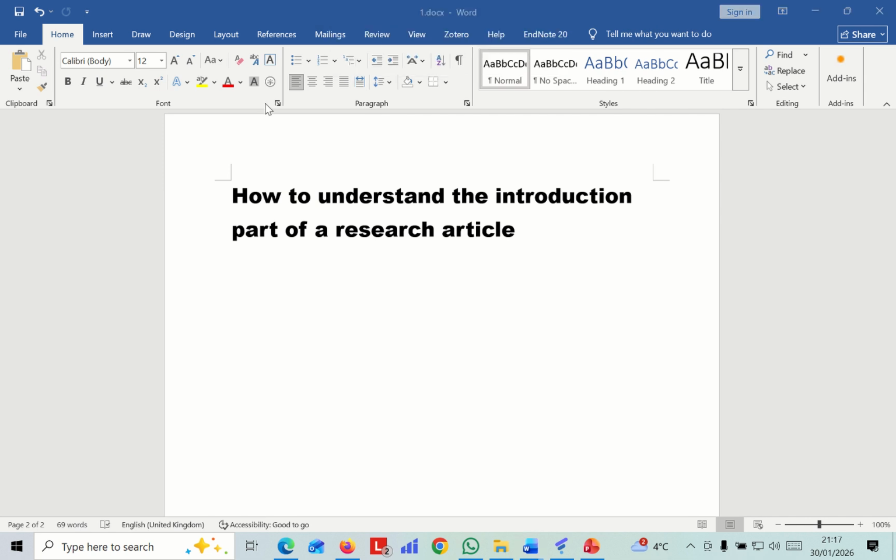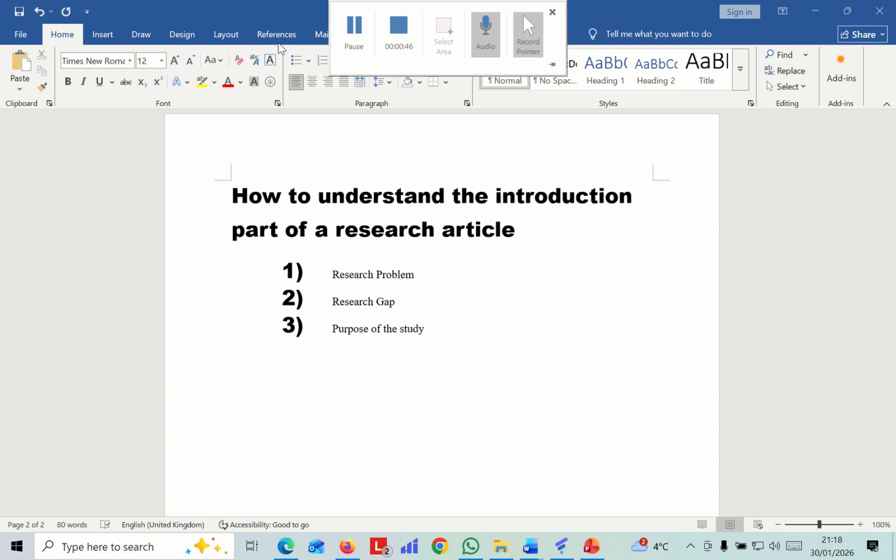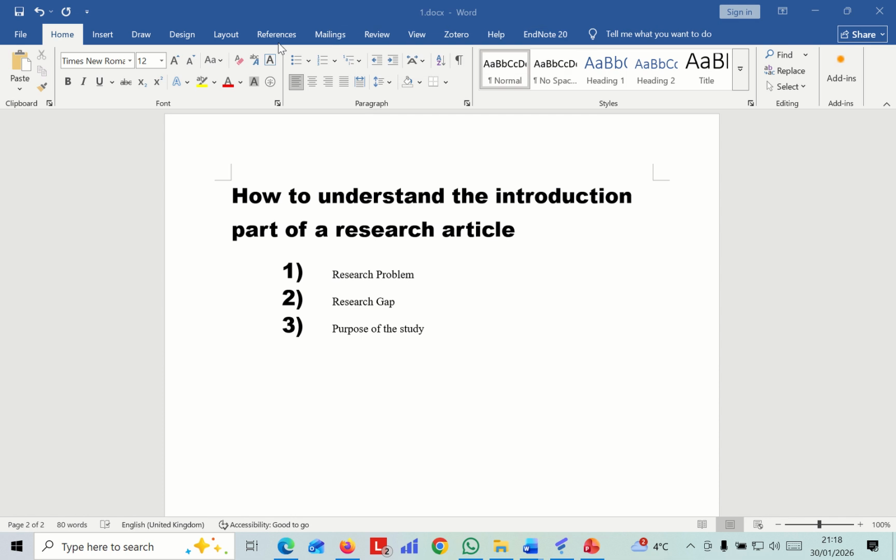Why is the introduction important? The introduction is the foundation of a research paper. If you understand the introduction clearly, you can easily understand the research problem, the research gap, and the purpose of the study. Now, let us understand how authors build an introduction.